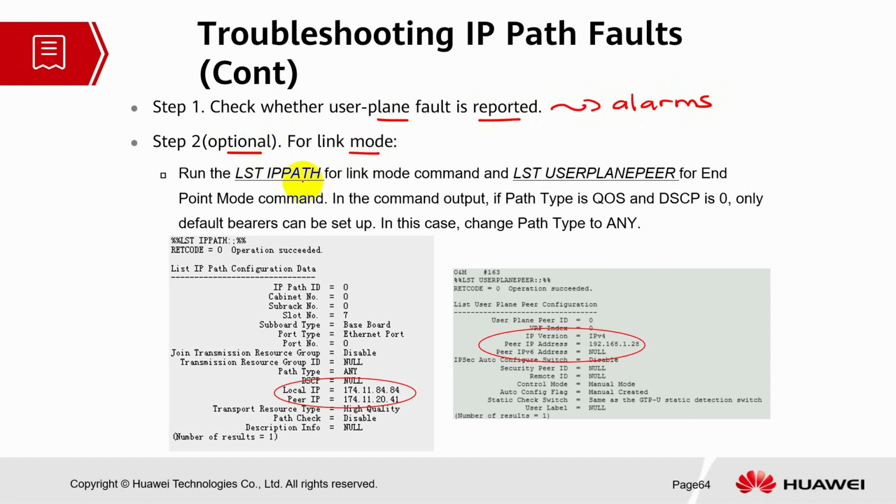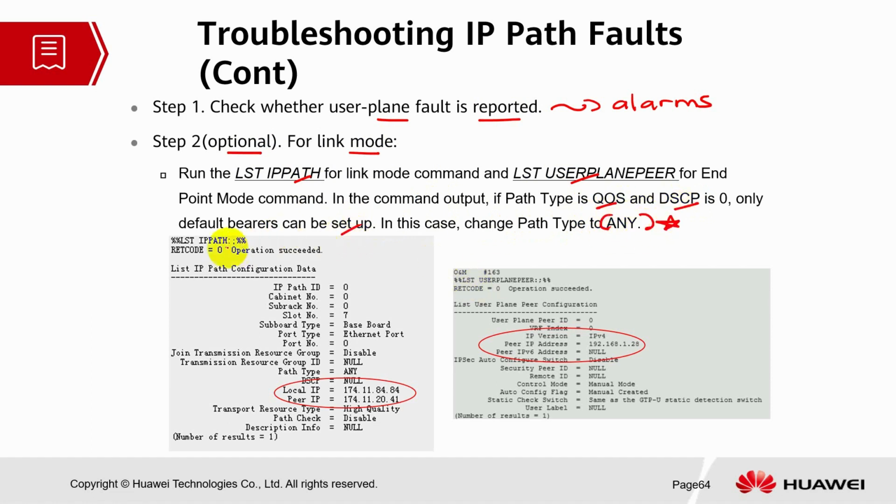For link mode, you can list IP path. And for user plane, for the endpoint mode, you can list user plane peer to endpoint mode command. So in this command, the QoS and DSCP is 0. If it's 0, only default bearers can set up. So in this case, you must change the path type to any. So this is the key point here.